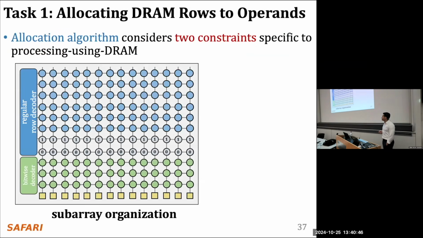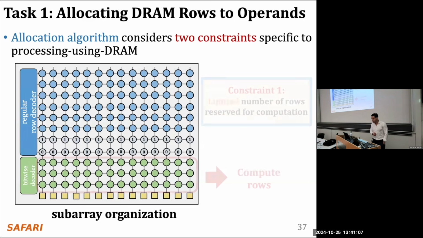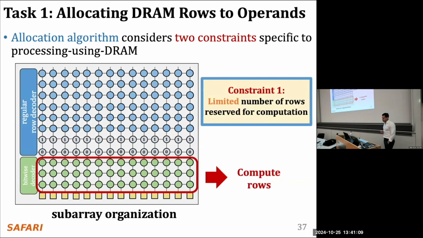Start with task 1, the allocation of DRAM rows to operands. And to do that, we need to consider 2 main restrictions that we have for processing-using-DRAM architectures. And these restrictions are actually engineering restrictions. They could be lifted if you are willing to pay the cost for them. But at least for the first one, the second one is more fundamental.